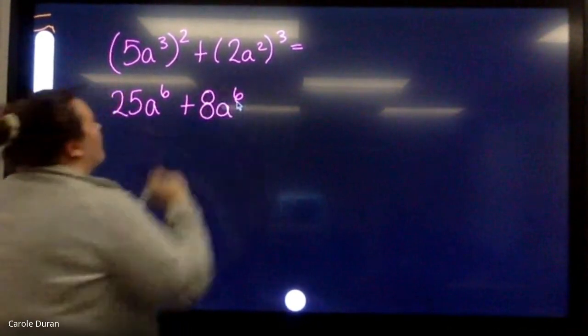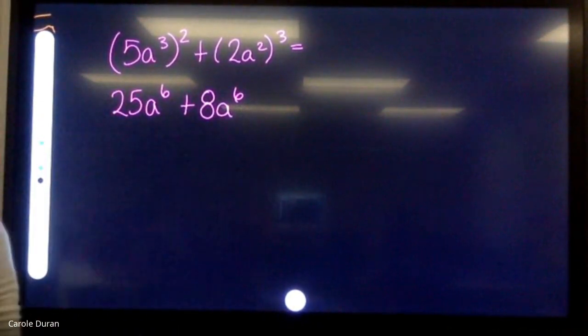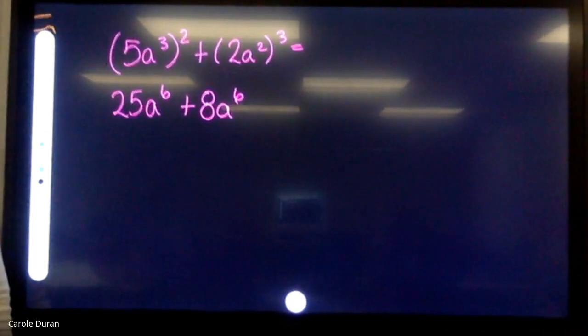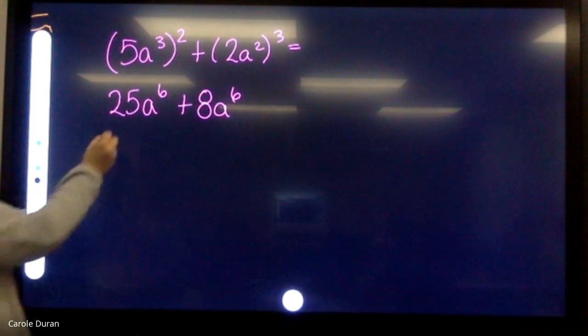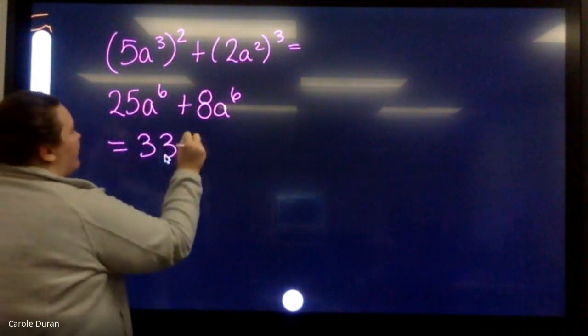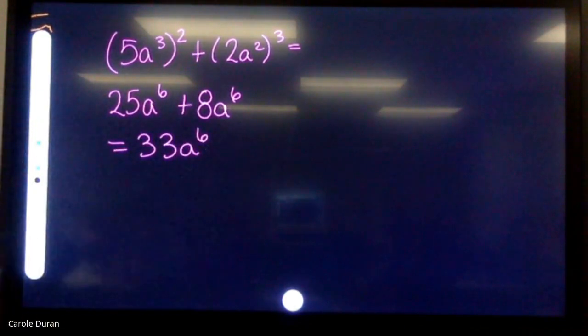Let's go. I can put these two terms together because they contain the same base with the same exponent. So because they're both a^6, I can put them together and just add their coefficients. What happens if they're not? Then you cannot put them together and it would stay exactly like this. We can only put them together if they're the same base with the same exponent. So that becomes 33a^6.